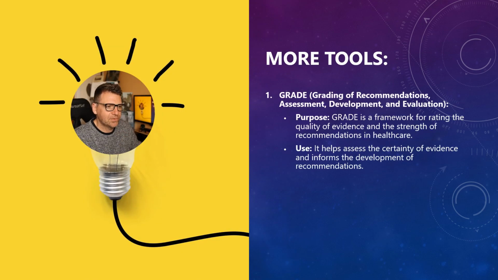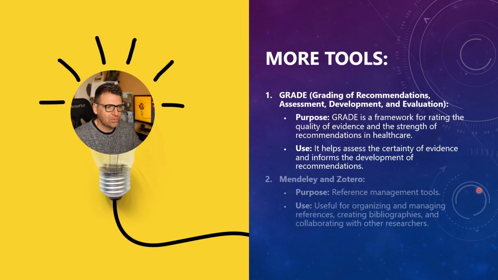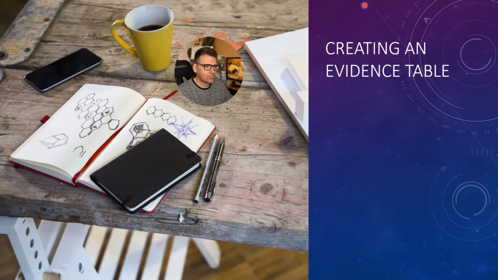Here's a few more tools. There's GRADE, a framework for rating the quality of evidence and the strength of recommendations in healthcare. I'm going to mention some of these tools and frameworks here. You'll get a bit of a gist, but you can go off and do your own research on them when you're going to do a systematic review. But don't be worried too much about it for the moment. Mendeley and Zotero are reference management tools, useful for organizing and managing references, creating bibliographies, and collaborating with other researchers.